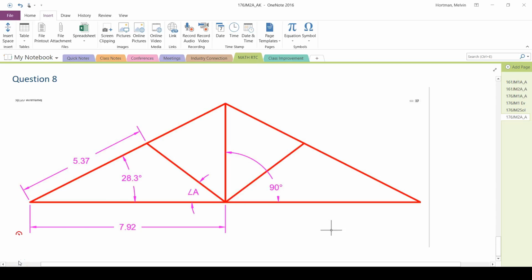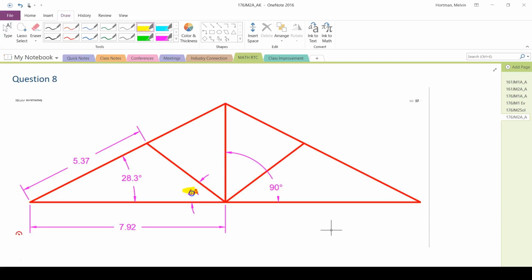With our final problem, question 8, we kind of have a tricky one here. There's a lot of triangles that we're seeing, a lot of information, but we're not quite sure how we can split this up to solve for angle A. Angle A is the one that we're finding.